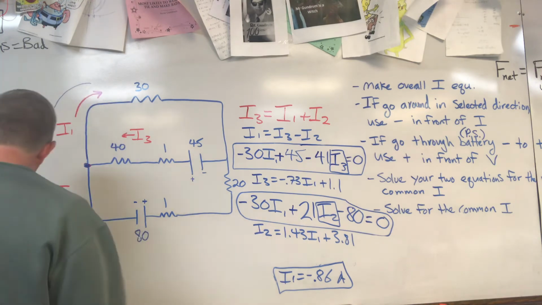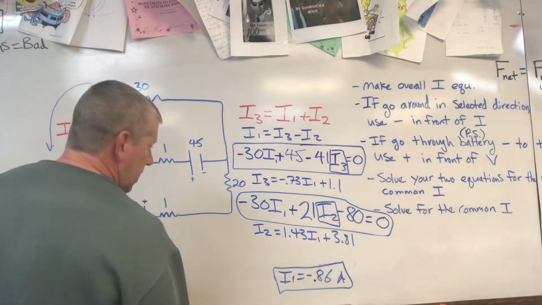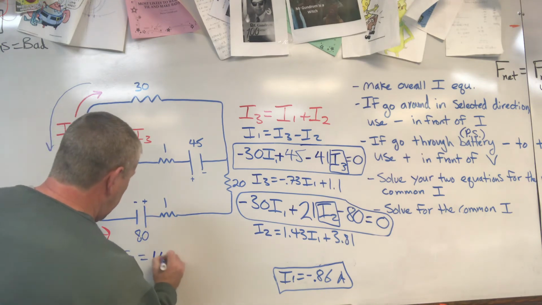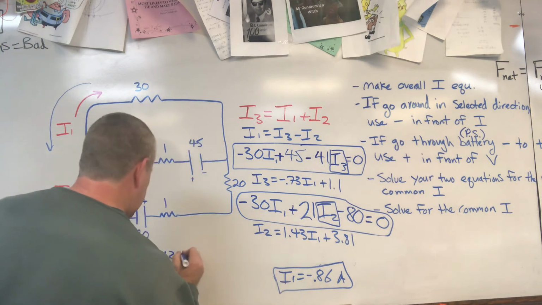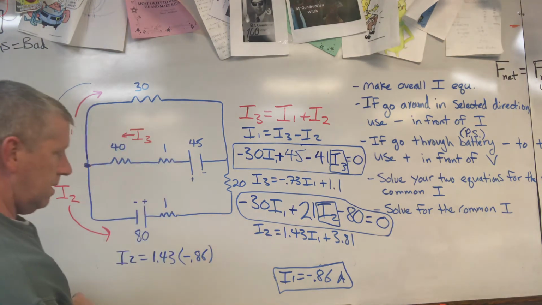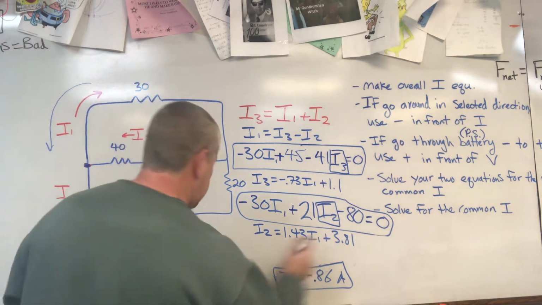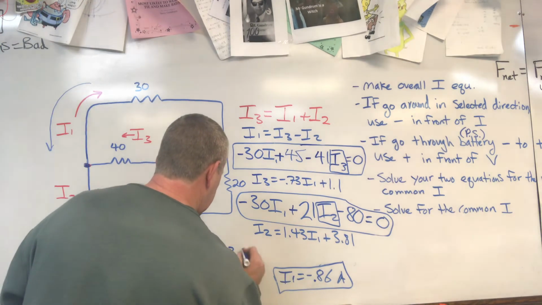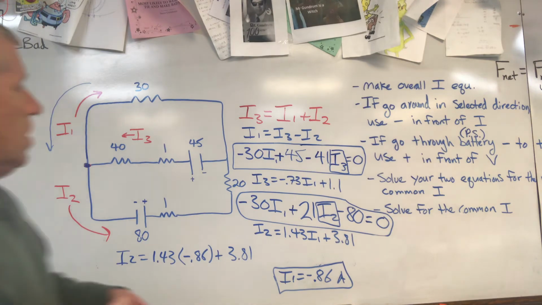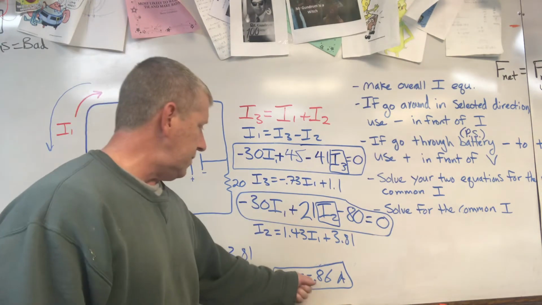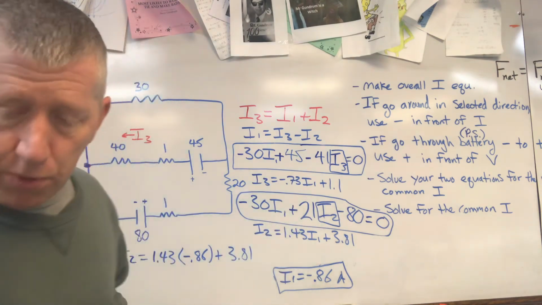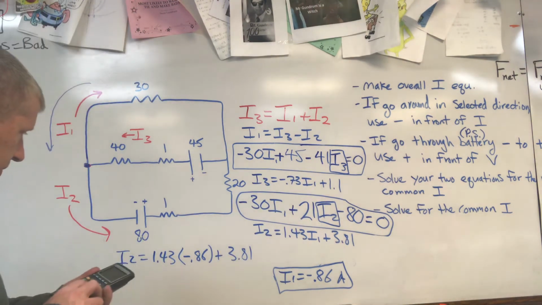It's right here. All right, so take this and plug it in there. I2 equals 1.43 times that, negative 0.86, plus 3.81. So we're set up for that. We can actually go ahead and solve for I3 as well. You can just plug that in here and solve for I3. You get I2 and you get I3. We'll do I2 out for you and see what we get.